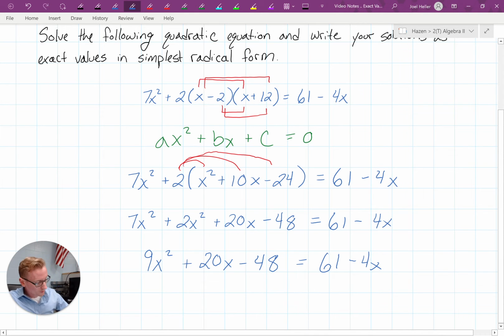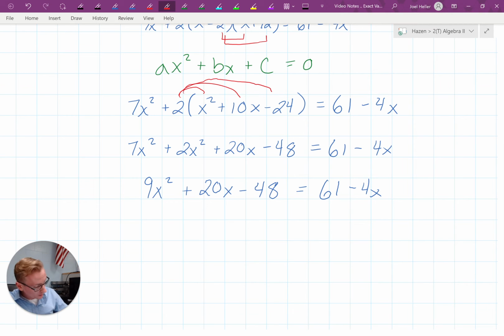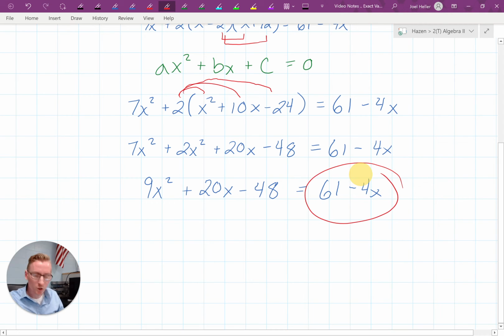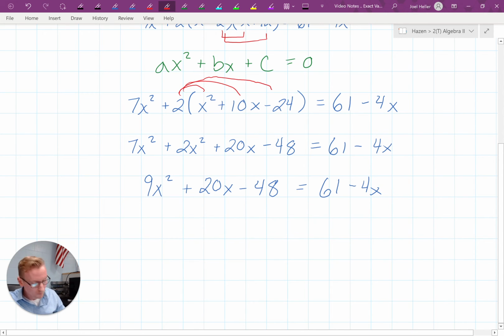Once I've combined all my like terms, I'm just going to move everything over to one side of the equation so that I can set it equal to 0. It doesn't matter which side of the equation you choose, as long as one of the sides equals 0. So I'm going to move these two terms over onto the left, just because it's moving 2 instead of moving 3, but it doesn't matter. To do that, I'm going to add the 4x on the right-hand side and add that same 4x on the left. And then I will subtract 61 from both sides.